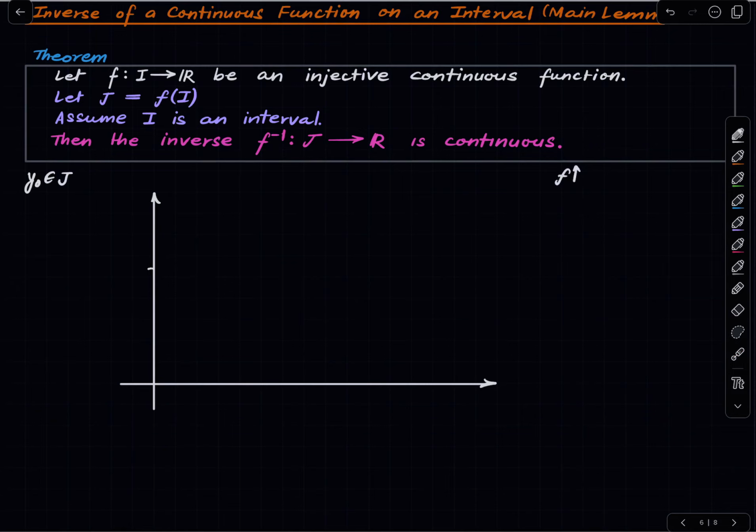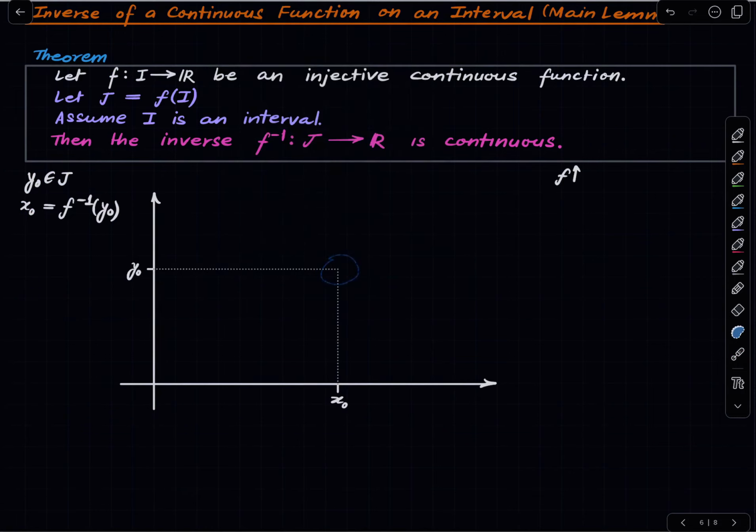Okay, and y0 is a point chosen arbitrarily in the domain of f inverse. So let's say x0 is f inverse y0. In other words, x0 is the point in I which maps to y0 under the function f. Since f is injective, there is only one point in I which maps to y0, and we have called that point x0. Let me draw that. Okay. Now there are two cases.